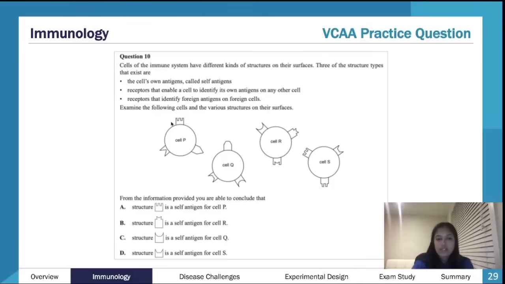So you've got a self-antigen. So you can see that they've all got three things. So you've got a self-antigen, you've got a receptor for self-antigens, and you've got a receptor for foreign antigens. So from the information, what are we able to conclude?